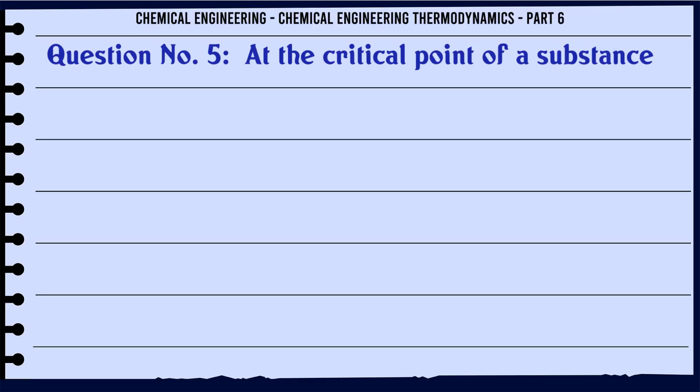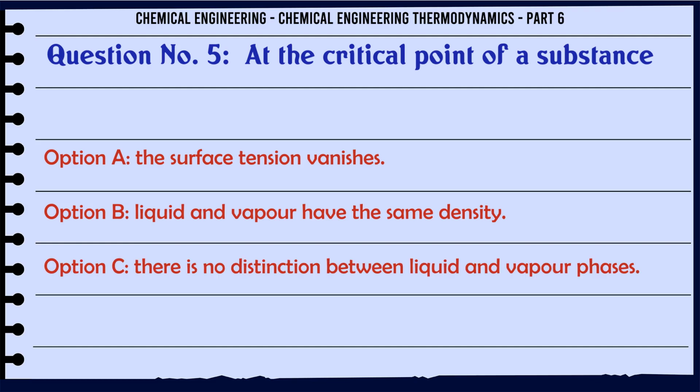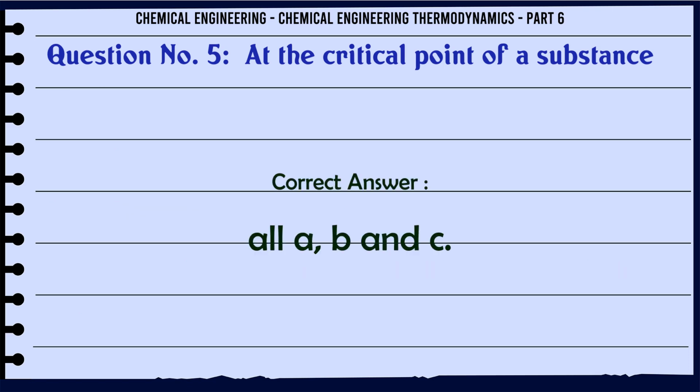At the critical point of a substance: A) the surface tension vanishes. B) Liquid and vapor have the same density. C) There is no distinction between liquid and vapor phases. D) All A, B and C. The correct answer is all A, B and C.